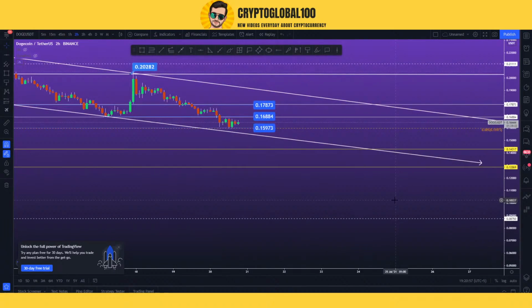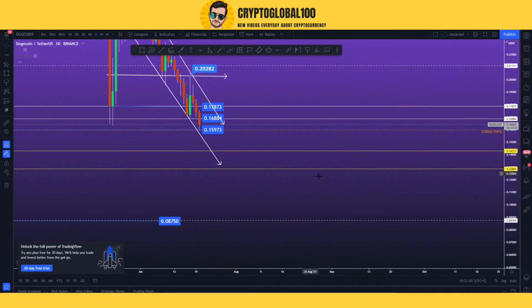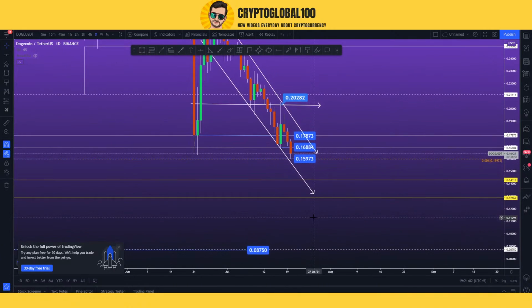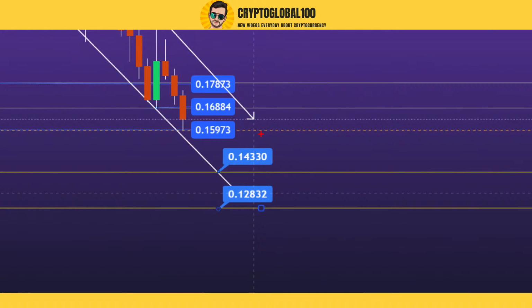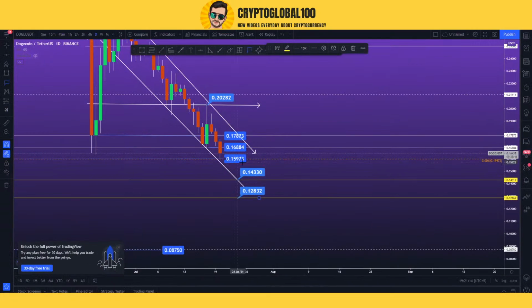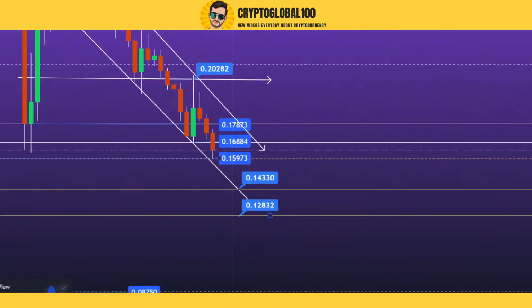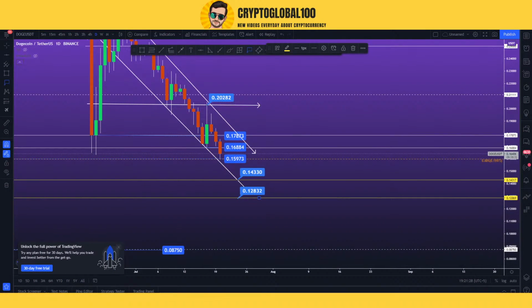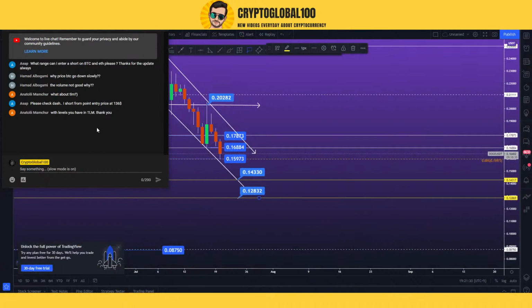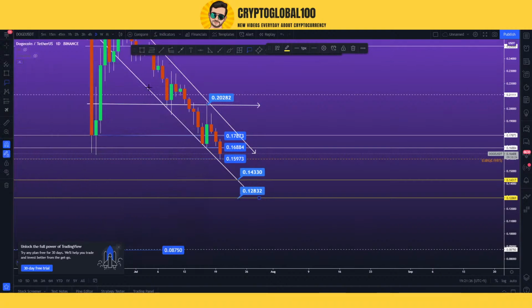Okay, I'm gonna go forward. Let's take a look at this level. Let's go to the daily here. Now what would be our next target here? This would be our next target here, 0.14212. This would be our next target if this level, 0.15973, gets broken. Okay, if this candle closes below 0.15973, then we would be going down to 0.14330, 0.12832. Do you have any questions with the levels?